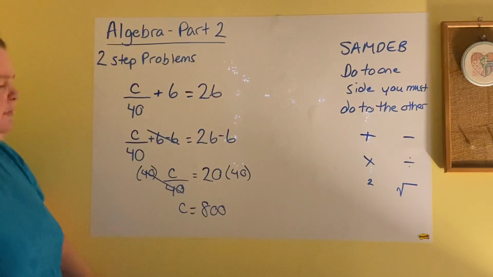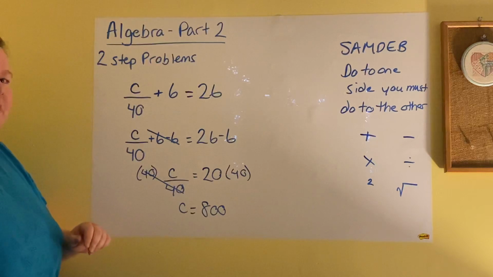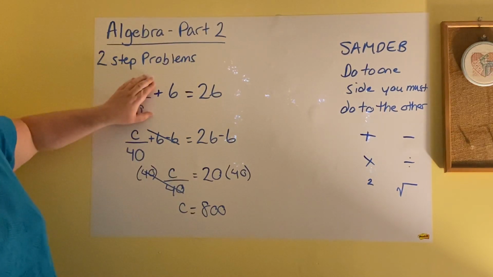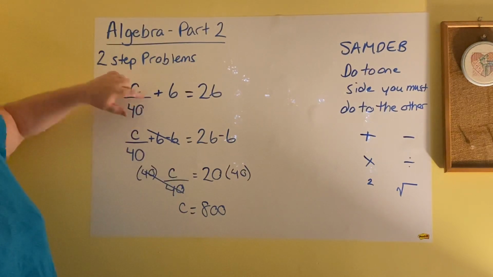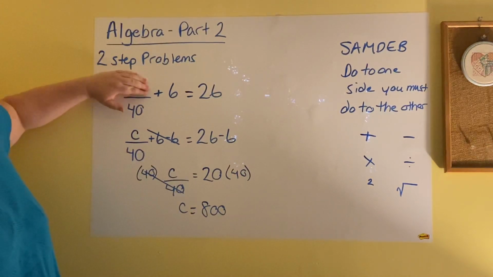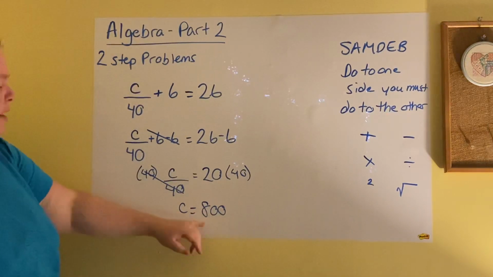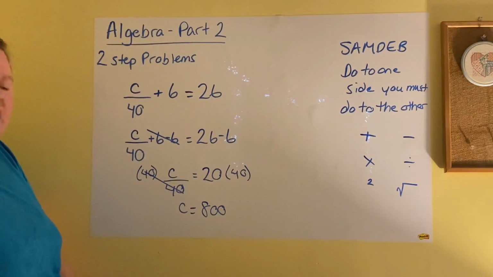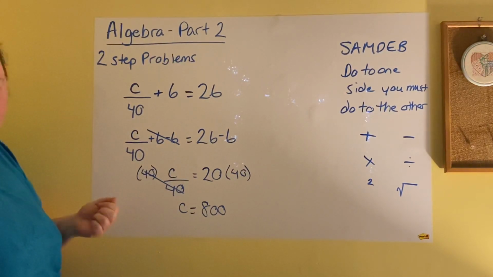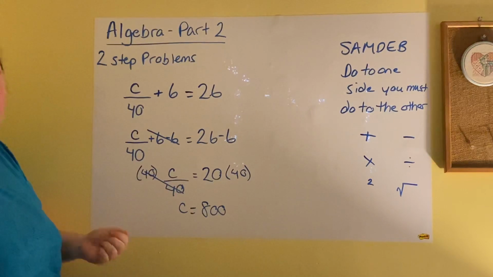to give me 26. Now, you might say, okay, what about this cover-up method that Mrs. Popowich was talking about a few minutes ago? Well, again, what do I have to add to 6 to get 26? The answer is 20. So then I know C divided by 40 equals 20. So then what do I have to divide by 40 to get 20? And that's where you would come back to the 800. So just be aware that there's different ways to get there, and it all depends on what works best for you.